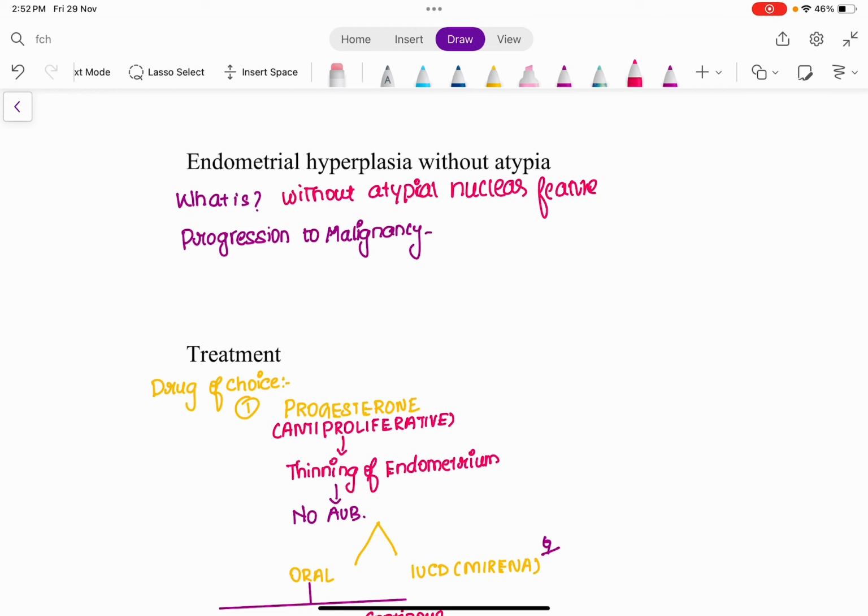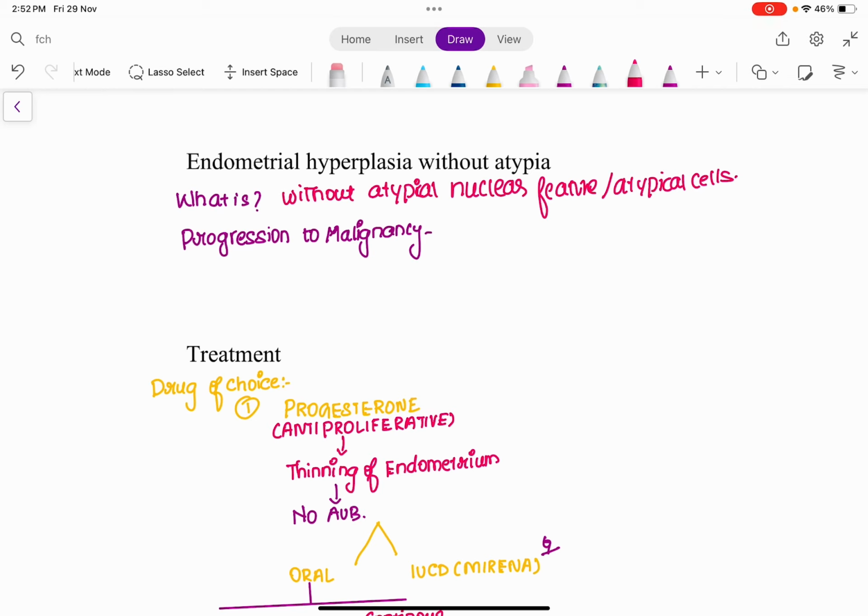There are no atypical nuclear features or there are no atypical cells present. Is that clear? Yes. So endometrial hyperplasia without atypia is where the atypical nuclear features or atypical cells are not present. So it is just the proliferation of the uterine glands.